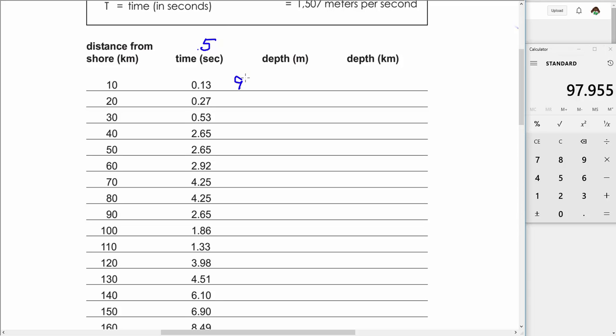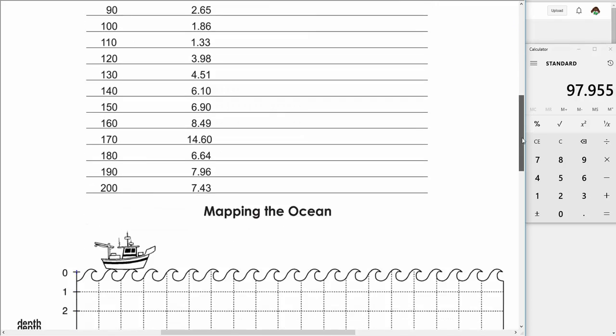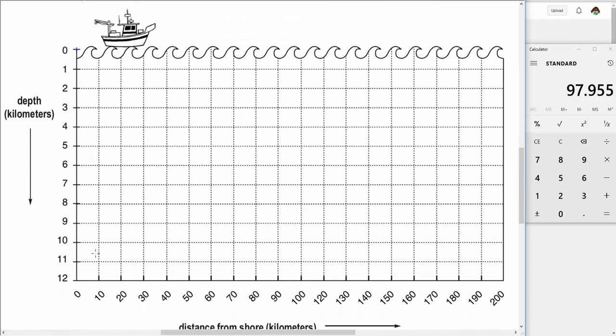We're going to round these. 97.96 meters. Let's just go ahead and round that to 100 meters. And the depth on that one, if we take the decimal point and move it over 1, 2, 3 places for 1,000, we're going to come up with 0.1 kilometer. Okay, so we'll go down to here. We'll go to 10. We'll go down to 0.1 kilometer, and we'll put a dot right there.